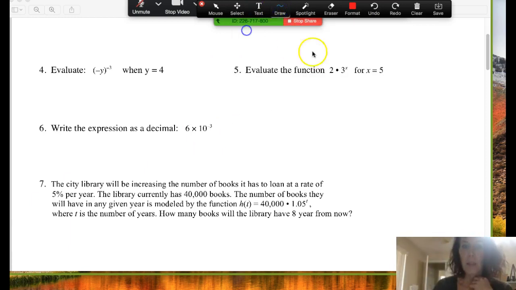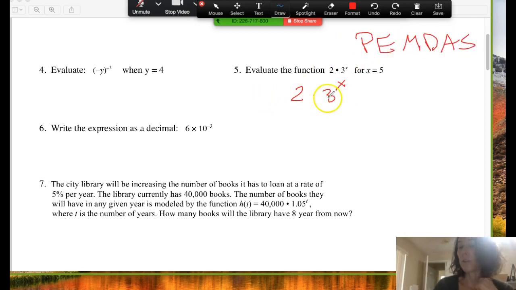All right, let's evaluate this function. 2 times 3 to the x for when x is 5. Just plug in 5 for x. 2 times 3 to the x. Remember your order of operations. Please excuse my dear Aunt Sally. Okay, you don't do multiply first. You always do what's in parentheses, then you do your exponents. Then you do your multiplying.